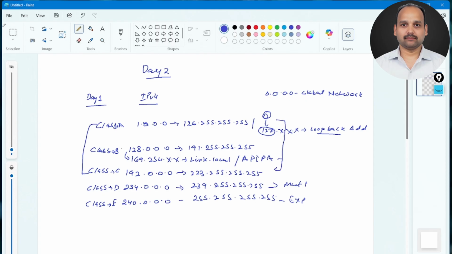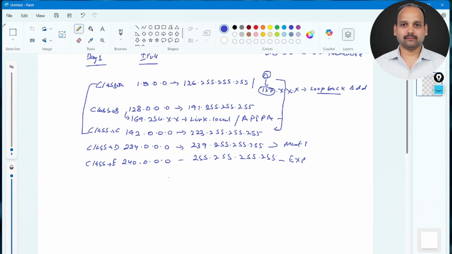In class A, class B and class C, the IP is also divided as per use purpose. IP version 4 is divided into two parts: one is called the private IP and the other is called the public IP. So what is the range of the private IP and what is the range of the public IP?